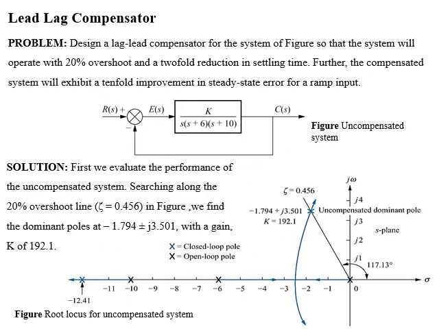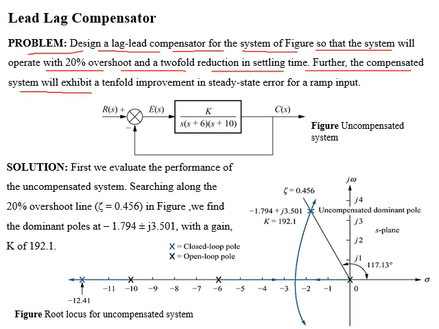Dear students, in the given example, we will design a lead lag compensator for the system so that system will operate at 20% overshoot and will have two-fold reduction in the settling time. Further, the compensated system will exhibit a 10-fold improvement in the steady-state error for a ramp input.